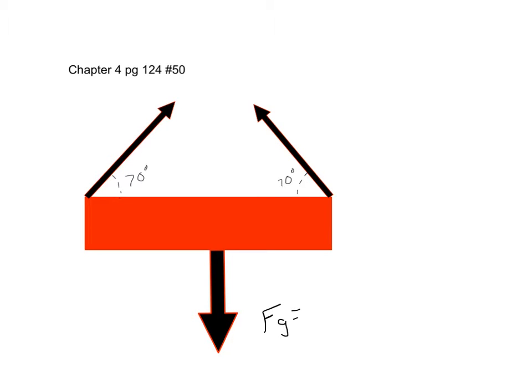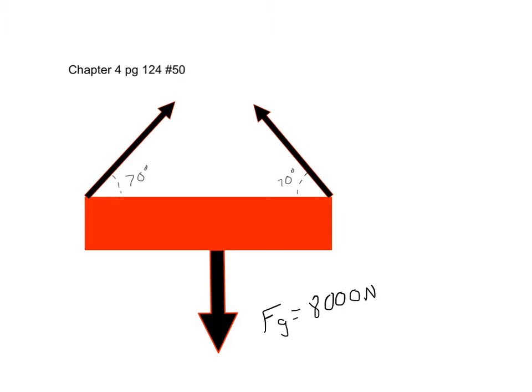Okay, here we have chapter 4, page 124. We're going to do number 50. Number 50 is a steel I-beam, and it tells us there's a weight of 8 kilonewtons. Now, the weight is 8 kilonewtons. That means that it's not just going to be 8 newtons because it has the kilo prefix, so really the weight is 8,000 newtons pointing down.